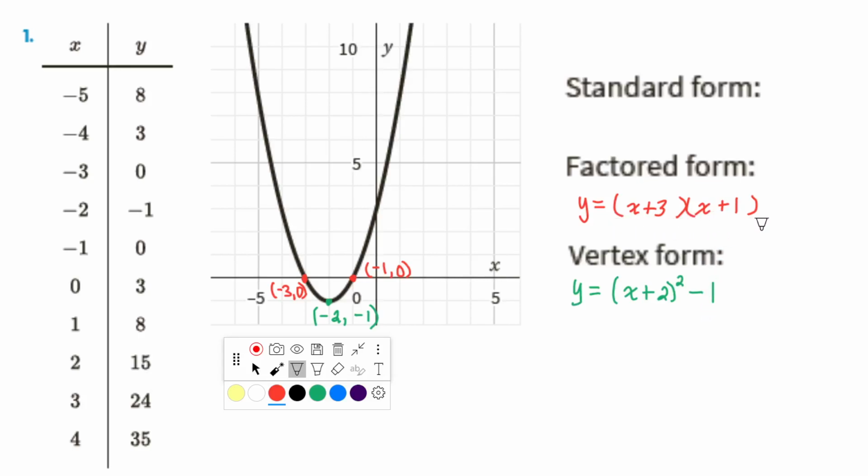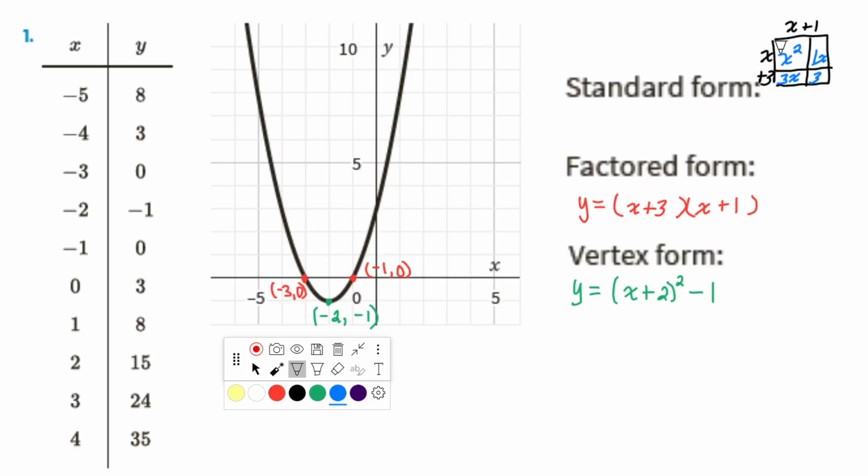I'm going to use the factored form in this example to get our standard form. To do that, I take x plus 3 times x plus 1. So I'm going to go ahead and use an area model to do this. x plus 3 times x plus 1. x times x is x squared. x times 1 is 1x. 3 times x is 3x, and 3 times 1 is 3.